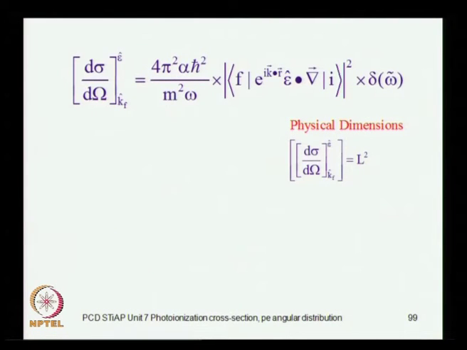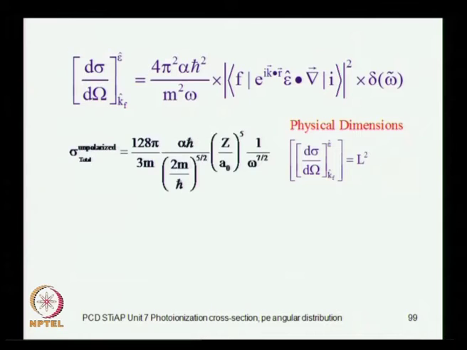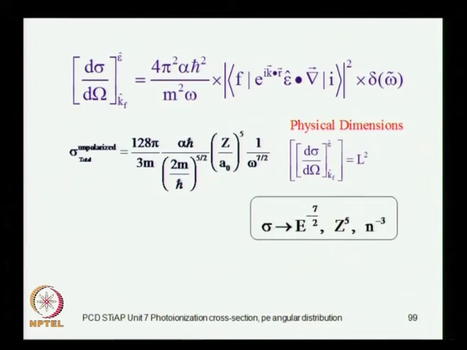We also found that the differential cross section has the dimensions of L squared. It is usually measured in units of megabarn, which is 10 to the minus 18 centimeter squared, and then if you integrate it over various directions of polarizations and all the polar angles, then we find that the cross section certainly drops as the energy increases. The rate at which it drops with energy is E to the minus 7 by 2.